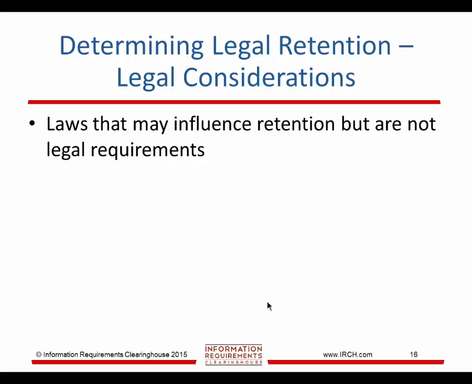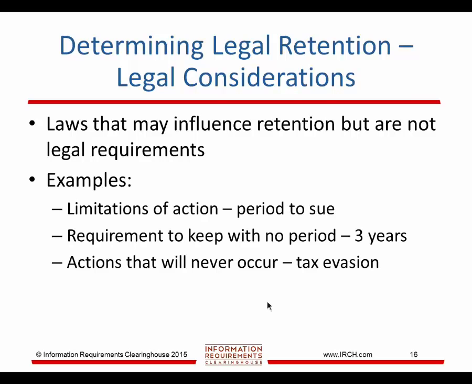Legal considerations. These are laws that may influence retention but are not legal requirements. So, for example, we have areas like a limitation of action. Many people call it statutes of limitation, same thing. And in the great state of Louisiana, they call it prescription. It's a period of time to sue. A period of time you can sue somebody, period of time they may sue you.